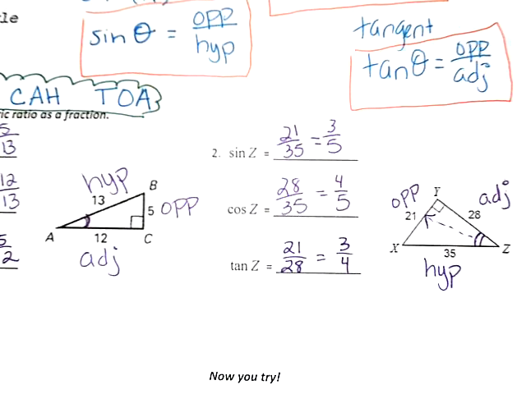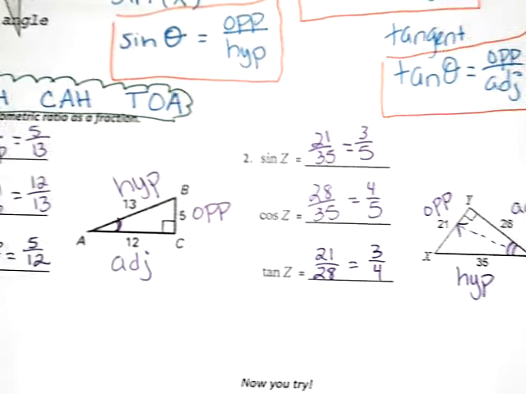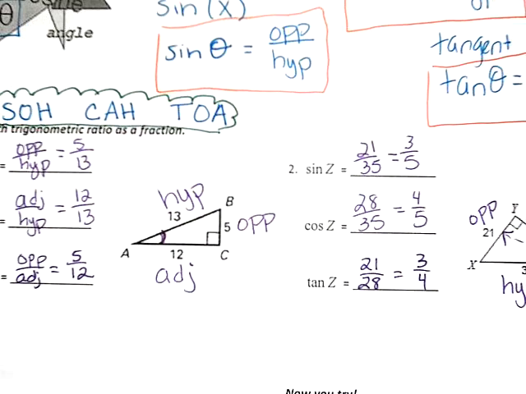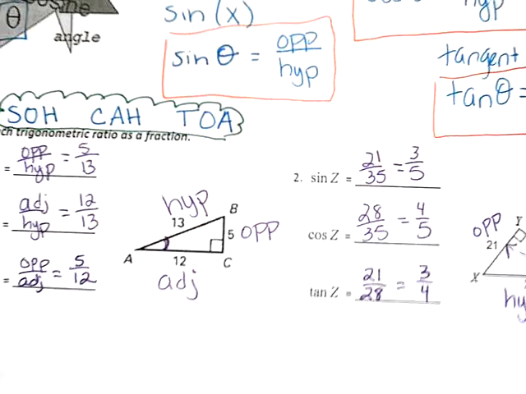Once you label your 3 sides, you just use SOHCAHTOA and write the ratios. We're going to do the next 2 actually together in class.